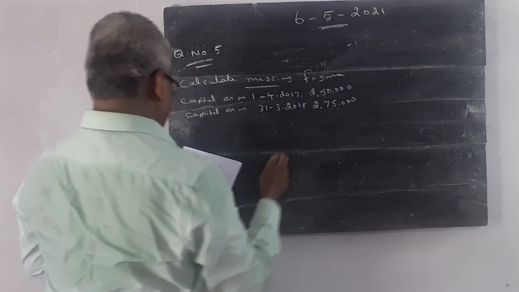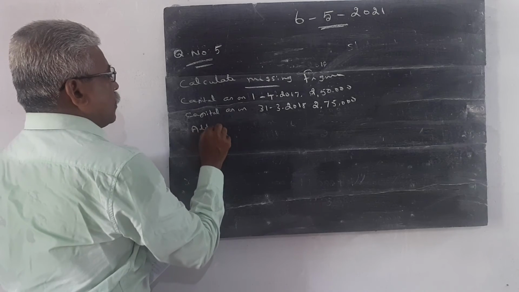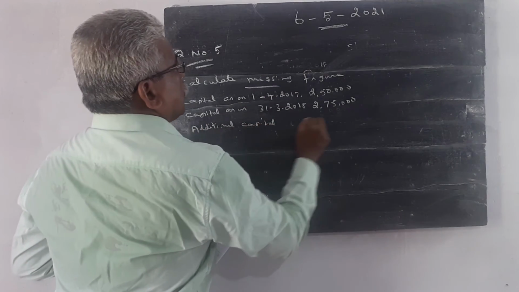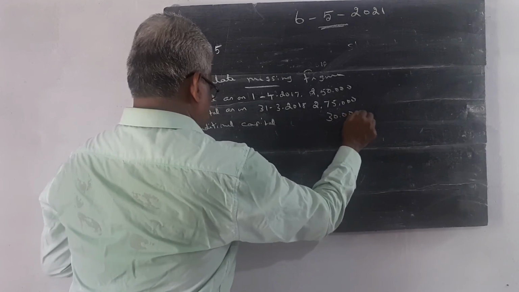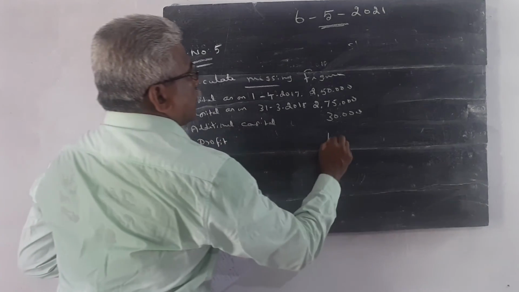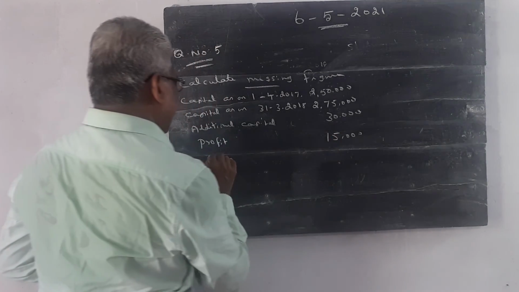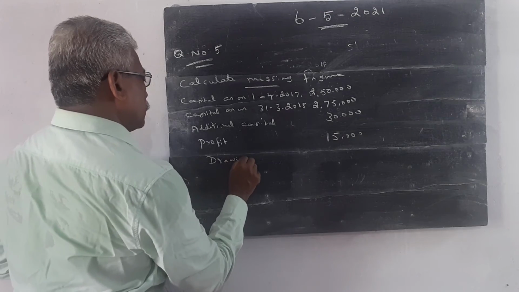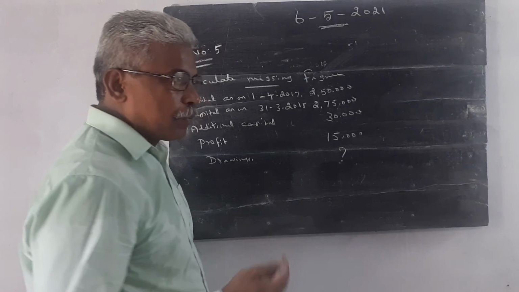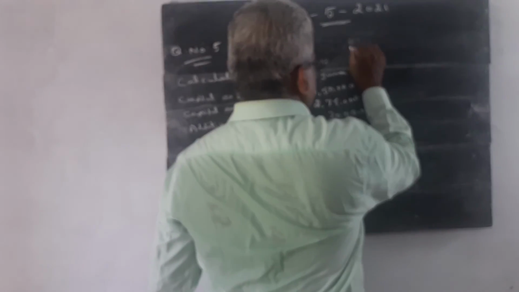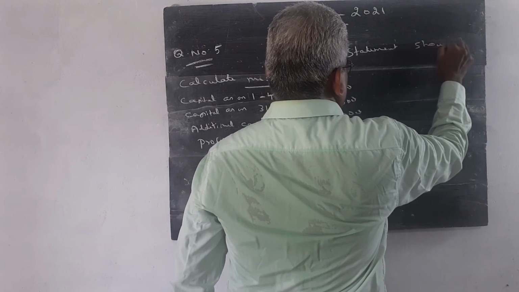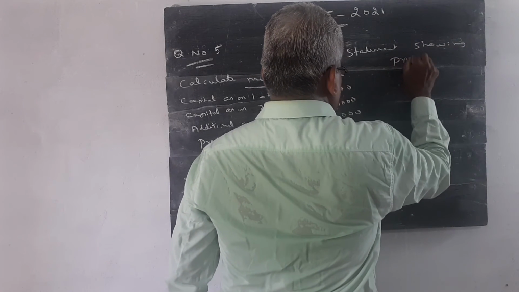Then additional capital 30,000. Then profit 15,000. Drawings we have to calculate. Then the procedure is the same. We simply write the question. Statement showing profit.